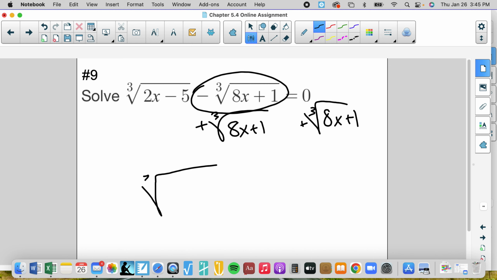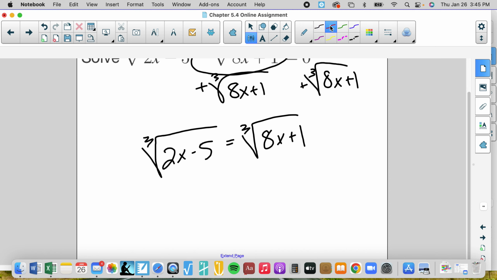That gives us the cube root of 2x minus 5 equals the cube root of 8x plus 1. Now we can cube both of them, and we get 2x minus 5 equals 8x plus 1.